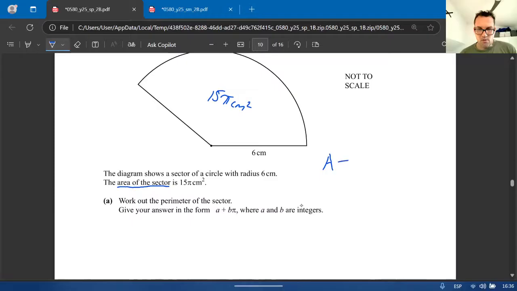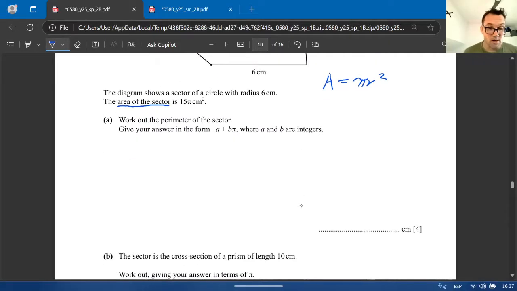Area of a circle, of course, is pi r squared. This is just a part of a circle, like a pizza. If you cut a pizza into sectors, then for example, this sector will be 1/4 of the whole pizza. And that, of course, is the formula for the area of a sector.